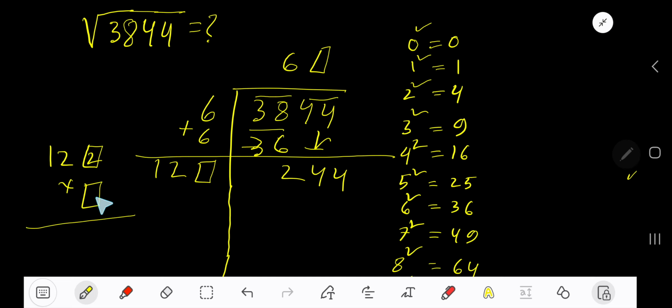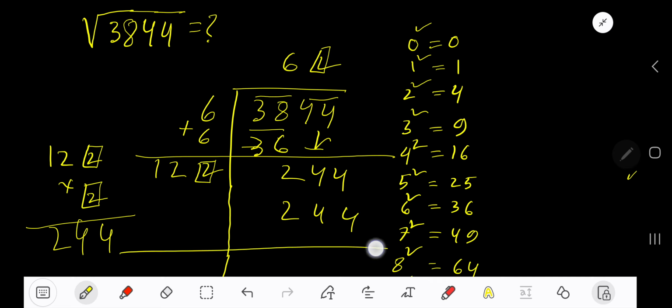Look, take 2. 2 times 122. So 2 times 2, 4. 2 times 2, 4. 2 times 1, 2. 244, which is equal to this. So our guessing digit 2 is correct. So 2 times 122 means 244.